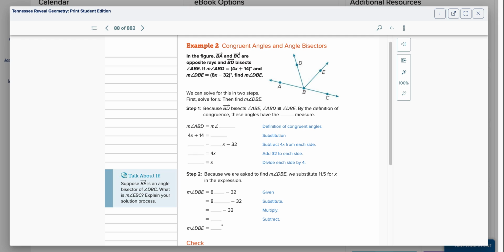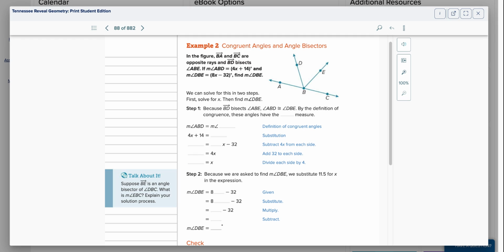And it looks like I'm going to add the 32 to the other side. So 14 plus 32. If you don't feel comfortable adding that in your head, grab a calculator. 14 plus 32 is 46. And then the opposite of multiplying by 4 is to divide by 4. So 46 divided by 4 is going to be 11.5.